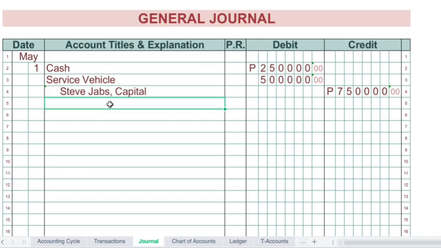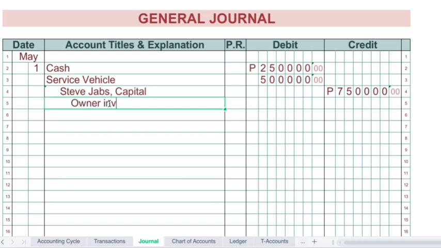So, we will write here initial investment of the owner. Or we may also write owner. Okay. So, sometimes, na makikita natin nakasulat siya on the extreme left. Pero, mostly yung iba, nilalagyan din nila ng indentation. So, ganun yung gagawin natin.